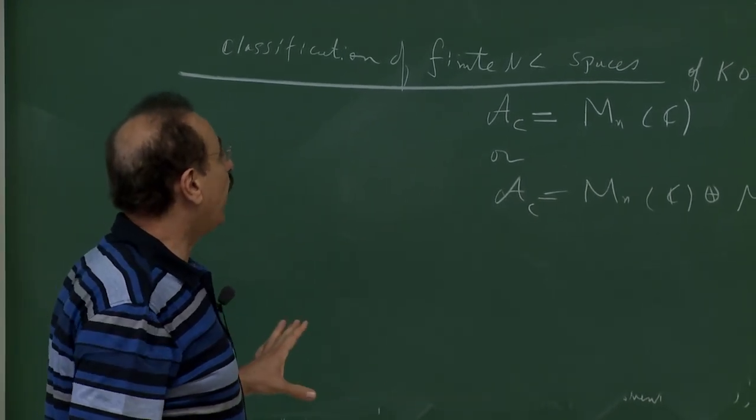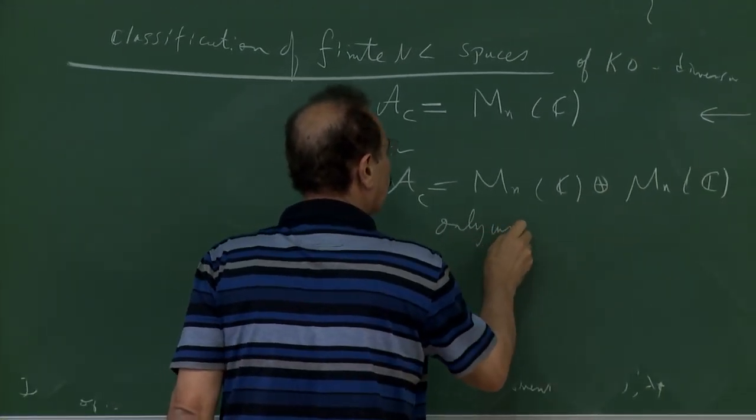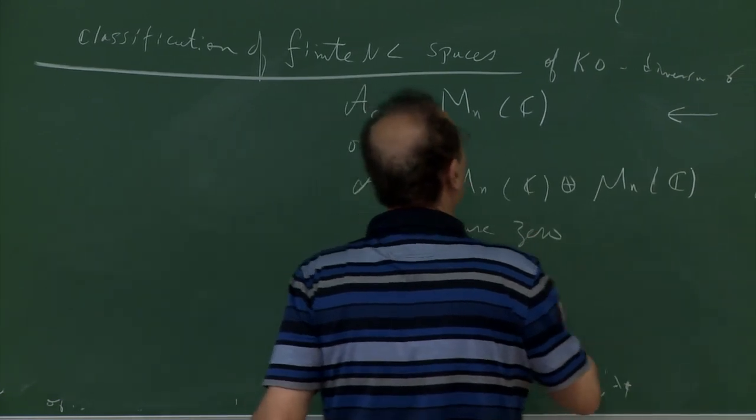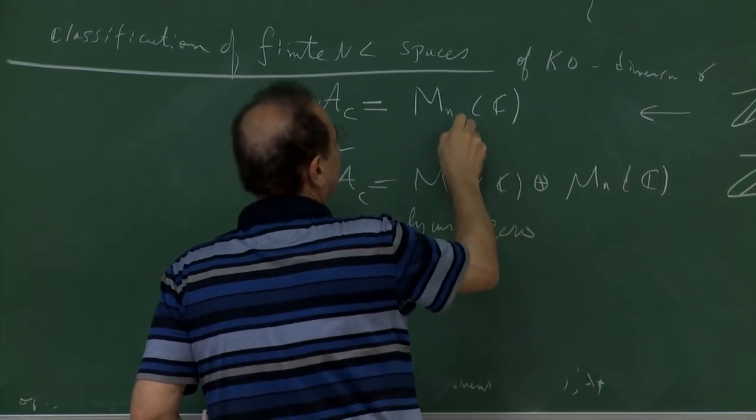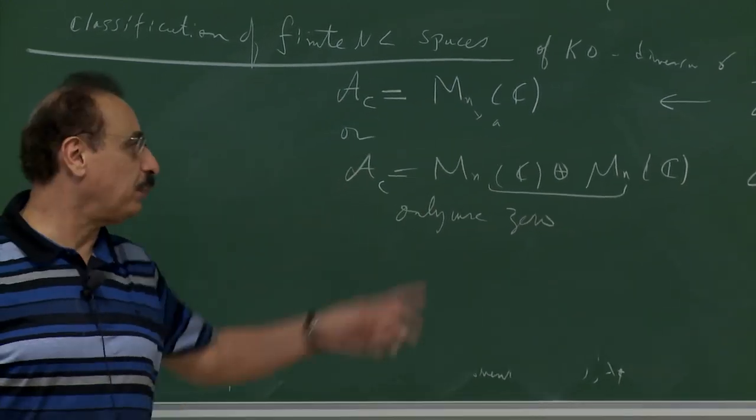And for this, actually, I only use... The same n for both factors? No, this is for arbitrary. Ah, here they are the same, yeah. Here are the same. But up and down, you know.